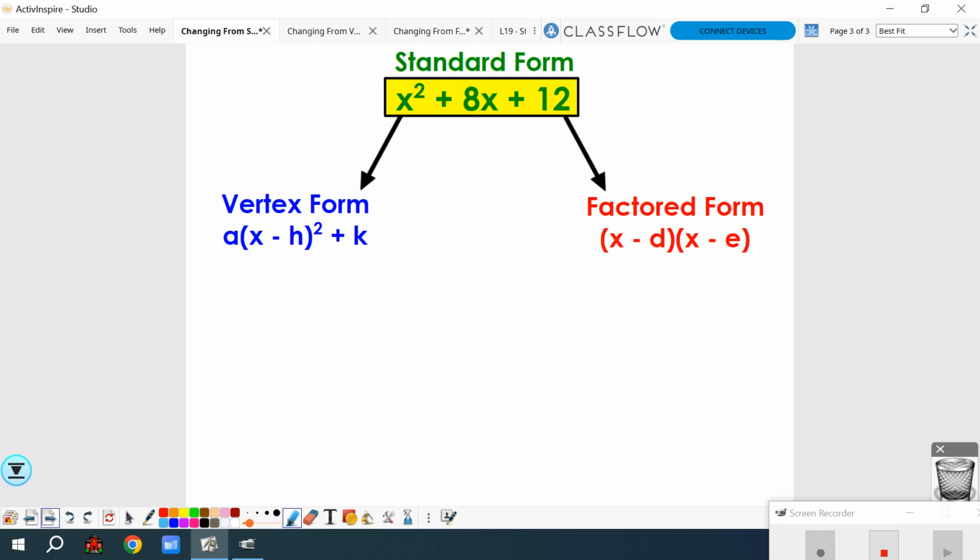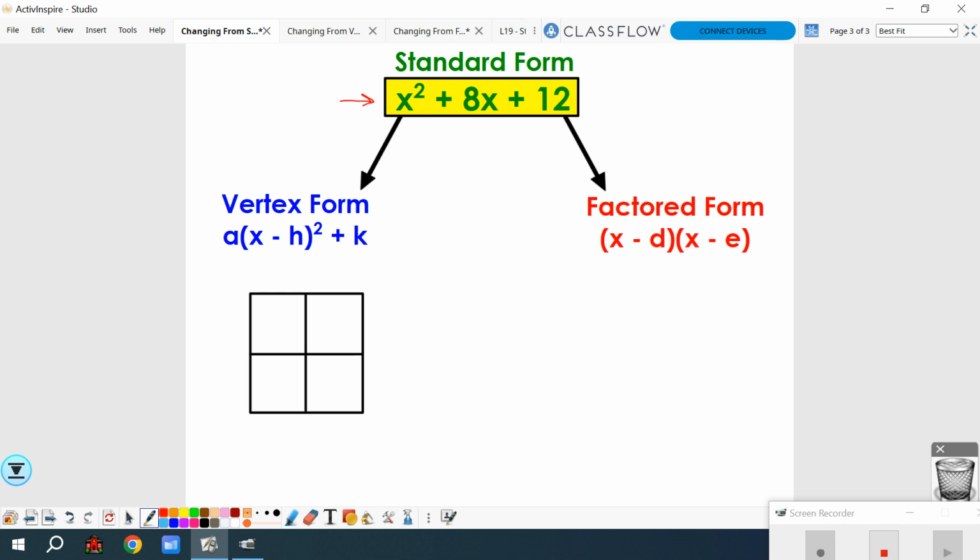So if I have standard form, what I want to do is decide, do I want to go to vertex form or factored form? I'm going to do both. So let's start here with vertex form. Remember, in standard form, these three terms, your A term, your B term, and your C term, are going to be put inside your box. Vertex form talks to us about, well, what if we had a perfect square? So we're going to imagine that this was a perfect square up here.